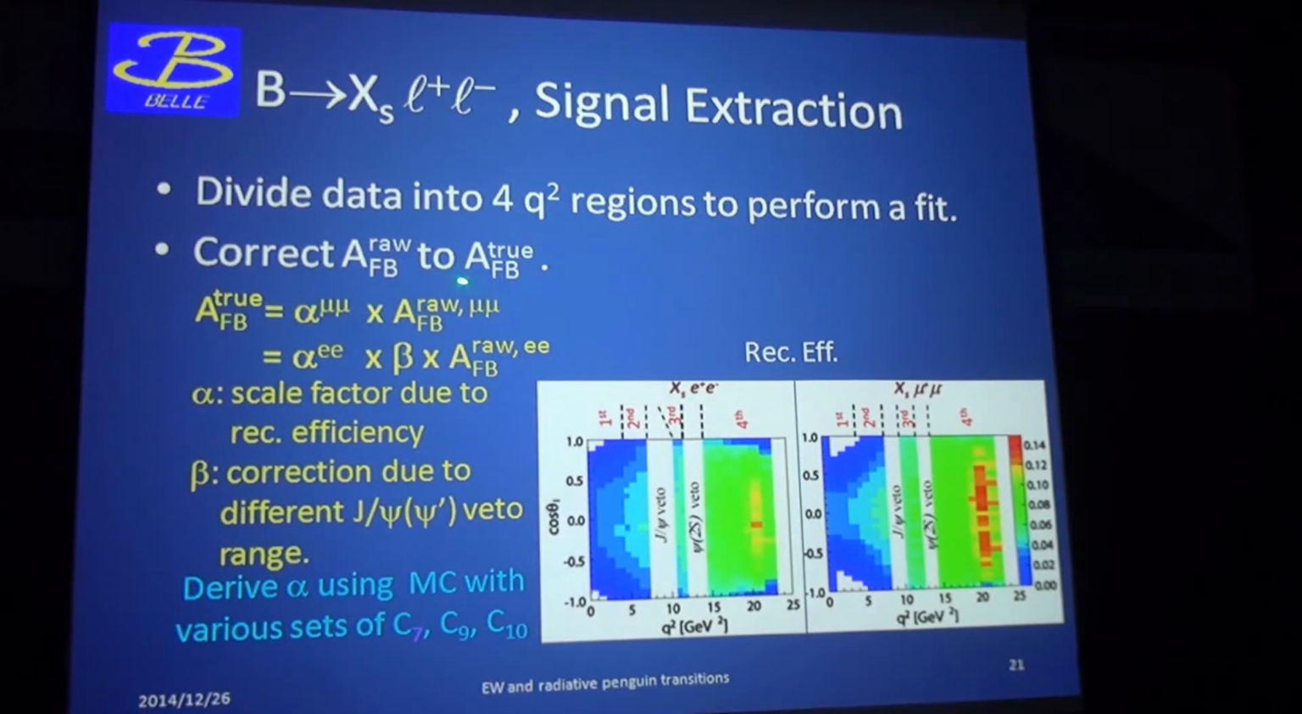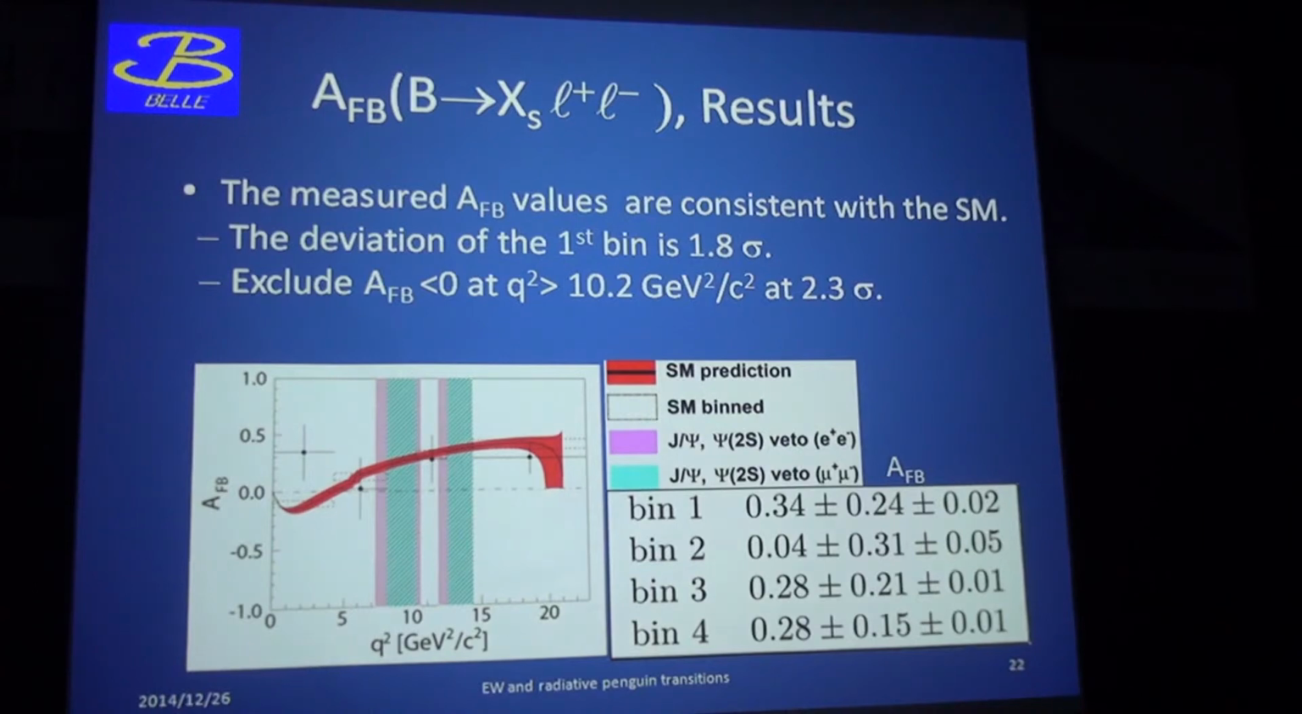We need to correct the measured forward-backward asymmetry to the true asymmetry, because we have an acceptance effect. Okay, those are the final results. We divide the q squared, which means the dilepton mass squared, into 4 different bins. The red-black band shows the standard model expectation for the forward-backward asymmetry, and the points with arrows are data. Although the first point is higher, it is still considered consistent with the standard model expectation, since the error is large.